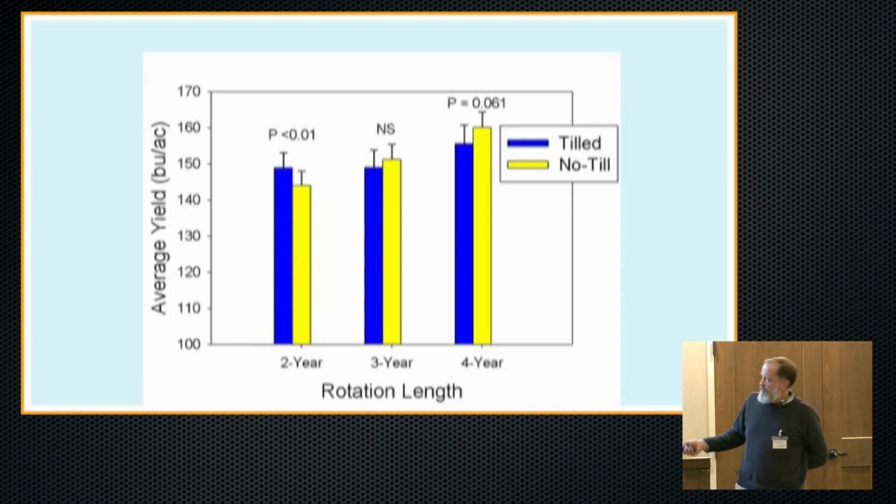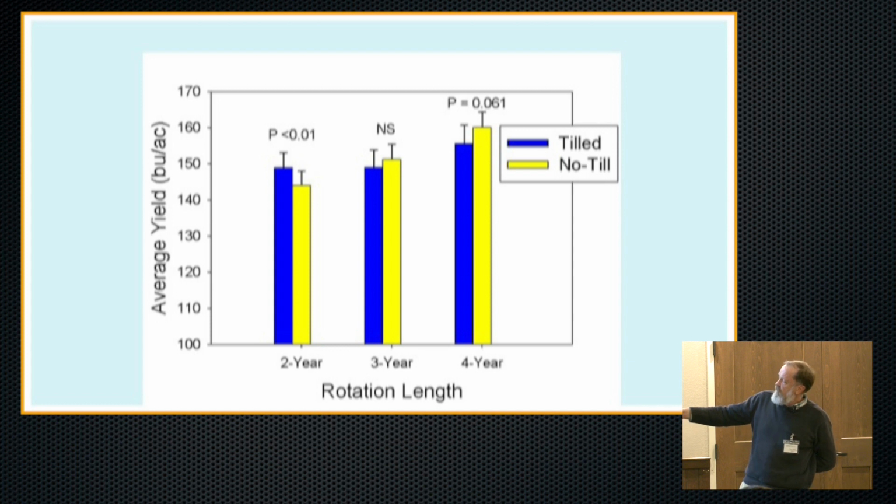And this is just an example with corn yields, a tilled and no-till system. This is a 2-year rotation, corn, soybean. This is a 3-year rotation, corn, soybean, small grain. This is a 4-year rotation, so it's 1 year out of 4 that we're raising corn, with soybean, oats, winter rye.